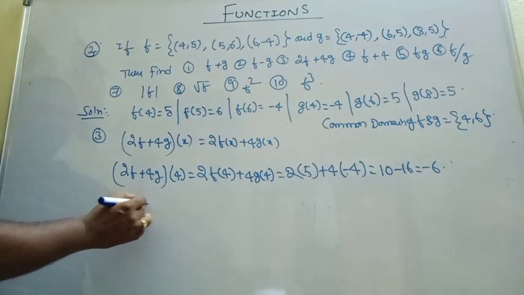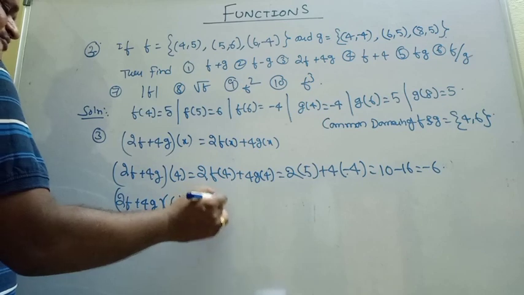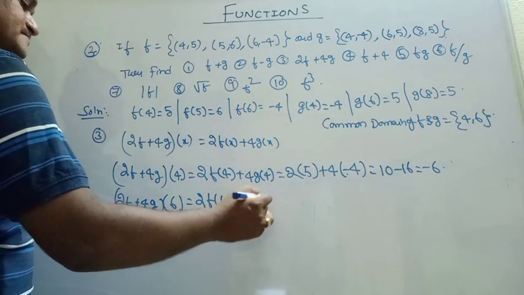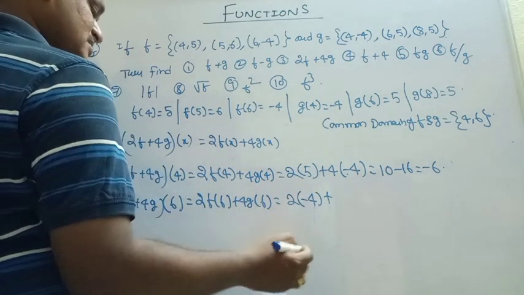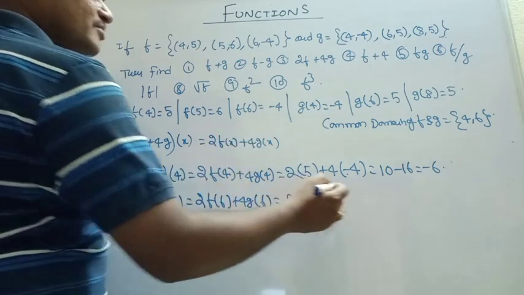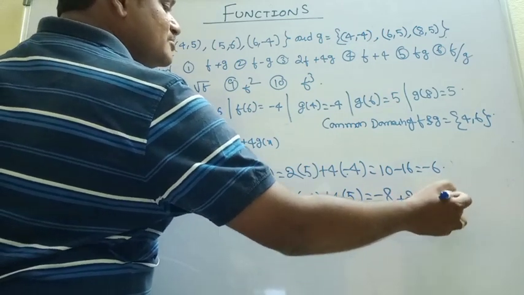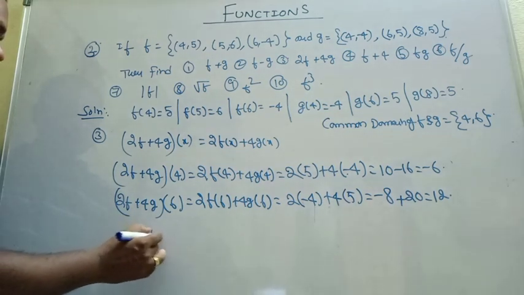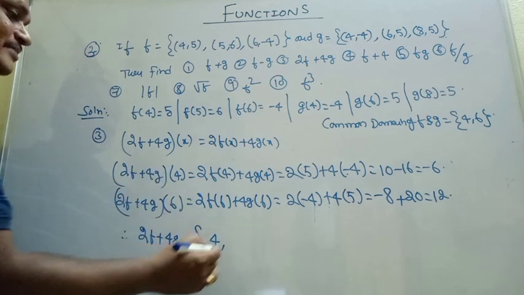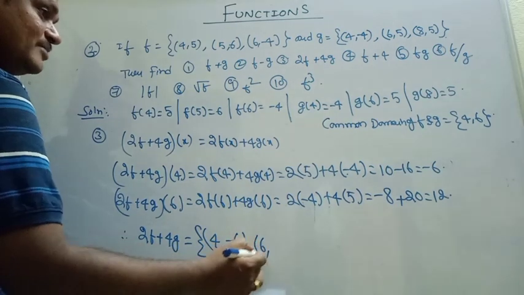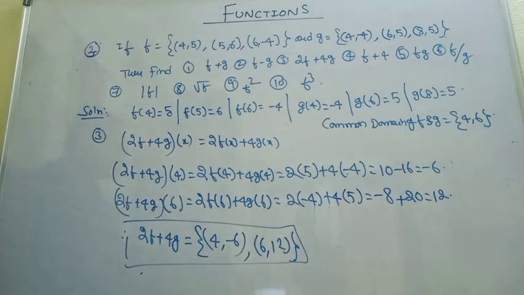Next, (2f+4g)(6) is 2 times f(6) plus 4 times g(6). f(6) is -4, plus 4 times g(6), g(6) is equal to 5. Now this is -8 plus 20, that means 12. Therefore the elements we have here for 2f plus 4g are (4,-6) and (6,12). These are the elements present in 2f plus 4g.